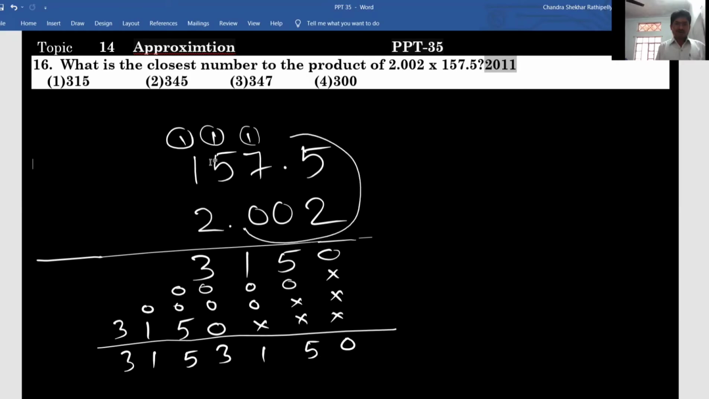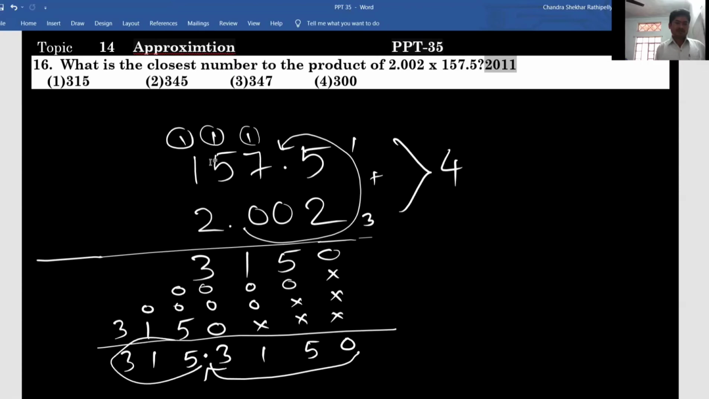Here we have to count the decimal places: 3 plus 1, so total 4. We have to maintain 4 decimal places in the answer: 1, 2, 3, 4. So this is the method of multiplying decimal numbers. What is the closest number? Here 315. That means we have whole numbers. This is the answer, 315. So option 1.